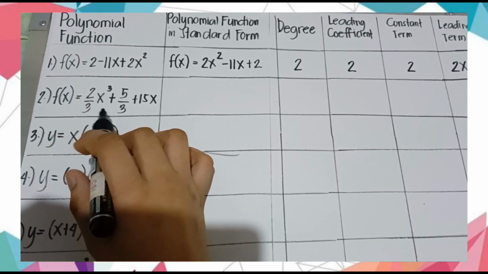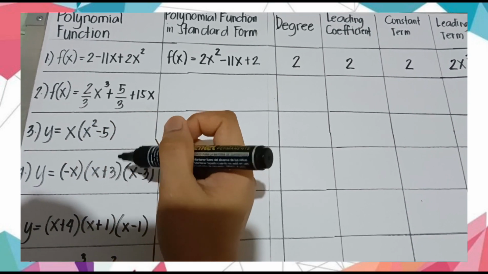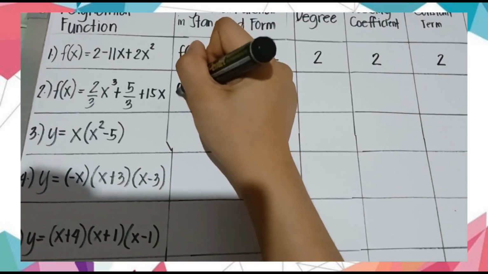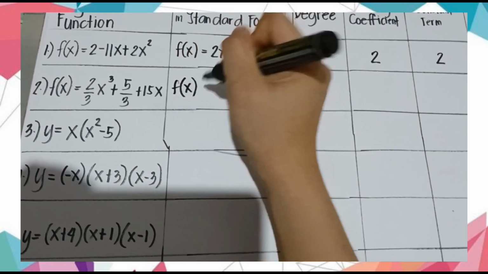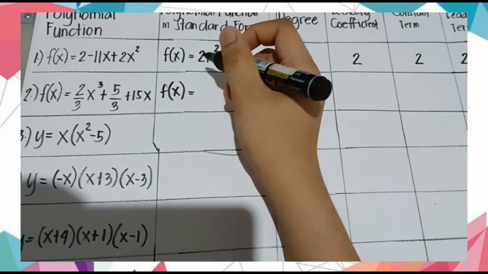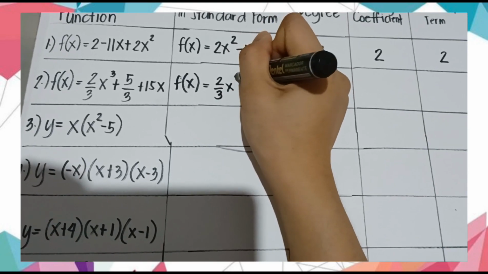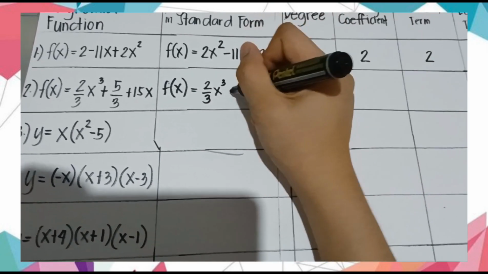So let's have another example. We have f of x is equal to 2/3 x cubed plus 5/3 plus 15x. If we write it in standard form, we have f of x is equal to 2/3 x cubed plus 15x plus 5/3.